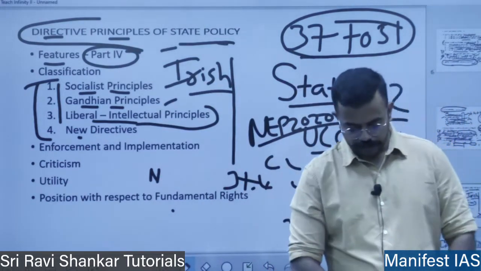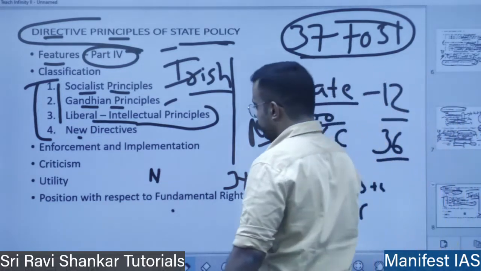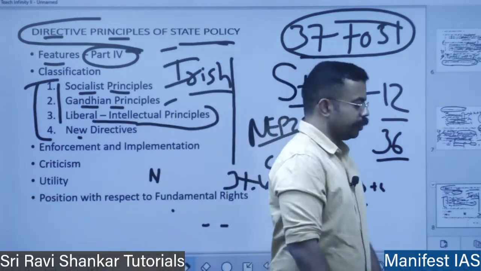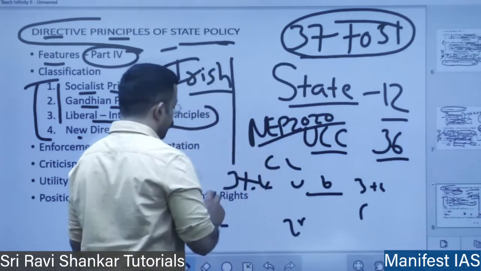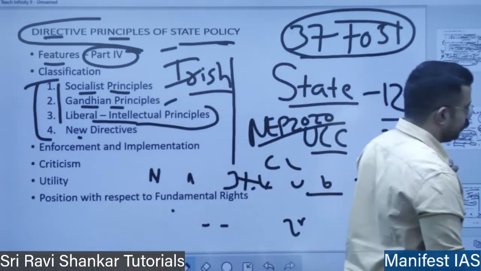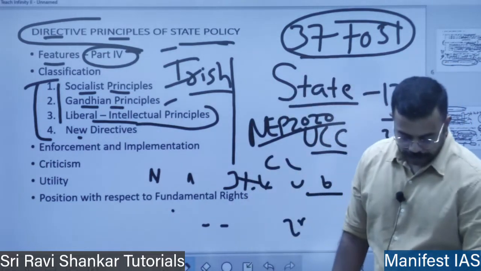Okay. Next is to protect monuments, places and objects of historical importance. So your AMASR Act. What is the AMASR Act? Ancient Monuments and Archaeological Sites and Remains Act. It has its origin in Article 49.